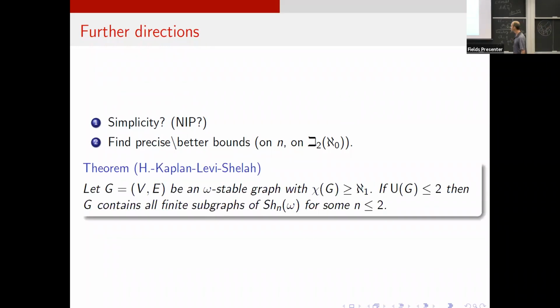And regarding this N, we have a theorem, started a long time ago together with Elad Levy, that in an omega-stable graph with countable chromatic number, if the U-rank is very small, as in at most 2, then we can embed all finite subgraphs of the shift graph when N is at most 2. So maybe there is a connection. We tried to prove this, or at least phrase it, in some kind of inductive way, but we didn't really see a way to do it for higher U-ranks. But maybe there is a way. Maybe there is a connection.